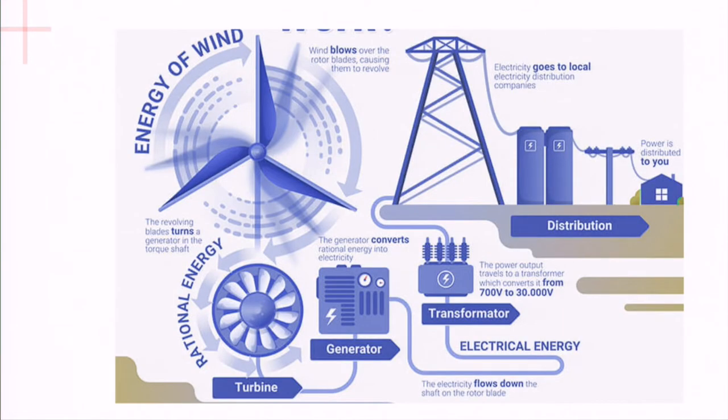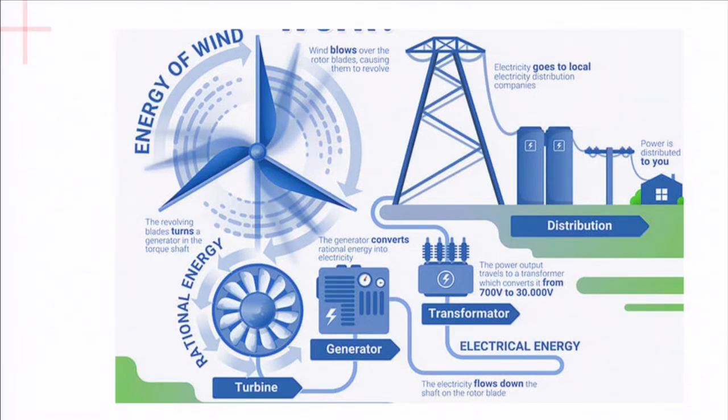So a typical wind energy plant is given here. As the blades rotate, the energy is passed on to the turbine, and from the turbine the energy is moved to the generator, which converts the rotational energy into electricity. This electrical energy is then moved to the transformer, which converts it from a certain voltage to a higher voltage, and then from the transformer it goes to the grid, and from the grid it goes to different households or to the industry.